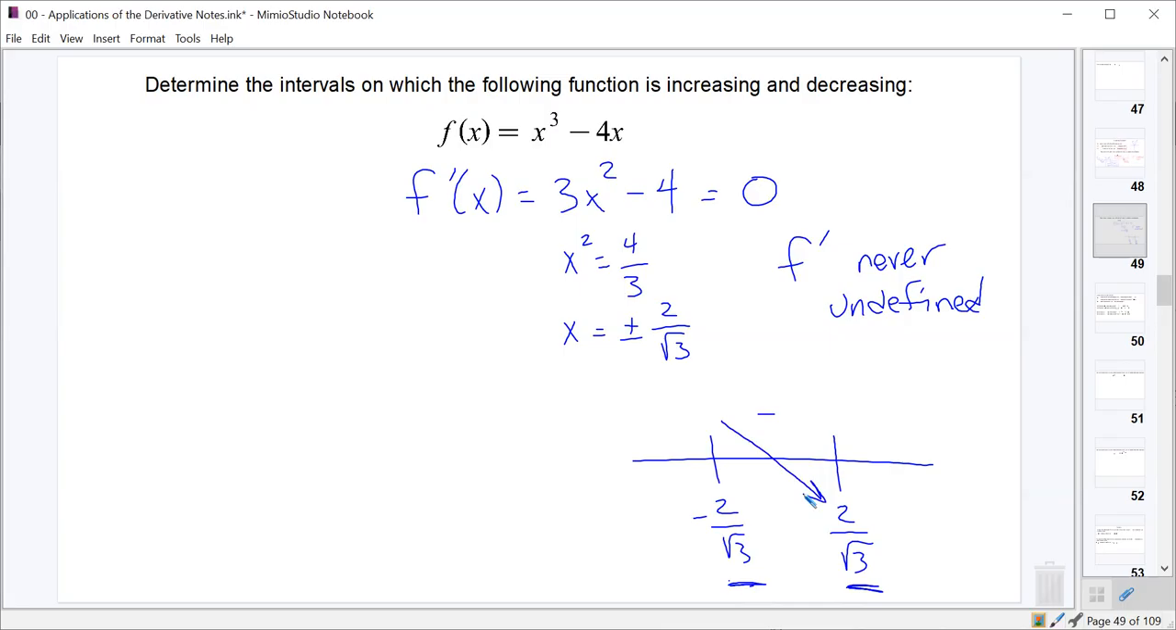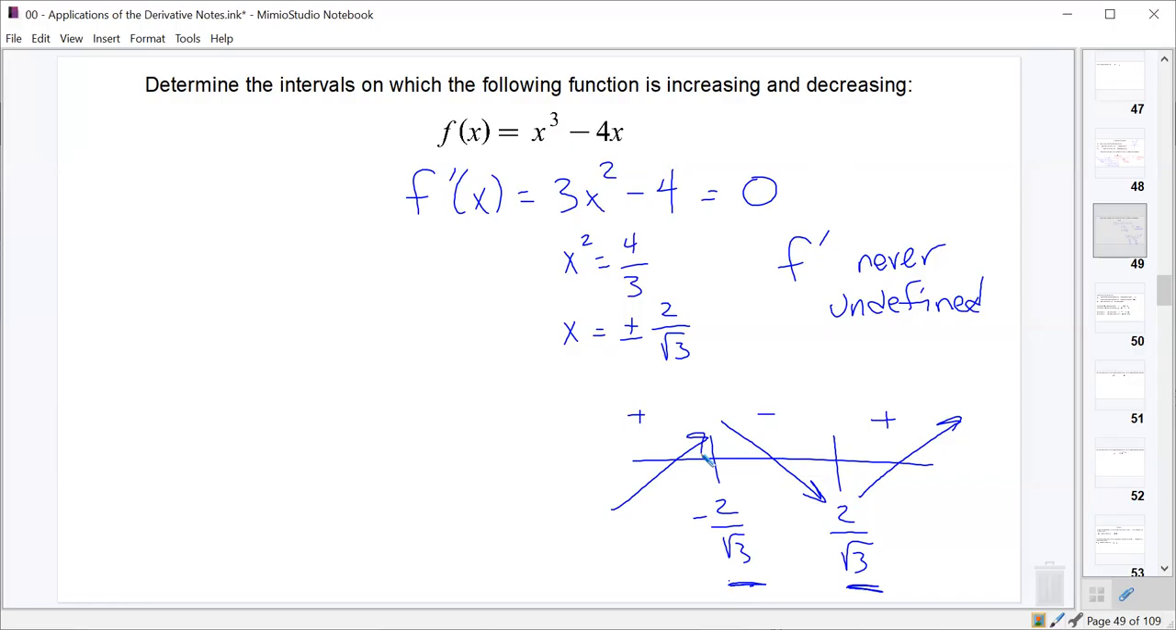If I plug in something more than 2 over root 3, something like, let's say, 1,000,000. 1,000,000 squared times 3 is a pretty darn big number, and if I subtract 4, I end up with a positive value. So our function f must be increasing. And again, if I plug in something less than negative 2 over root 3, like negative 1,000,000 or negative 5, and then I square it and multiply it by 3, I'm going to get a positive value that's more than 4. And when I subtract 4, it'll stay positive. My derivative will be positive, and the function will be increasing.